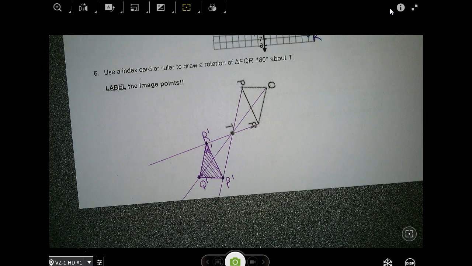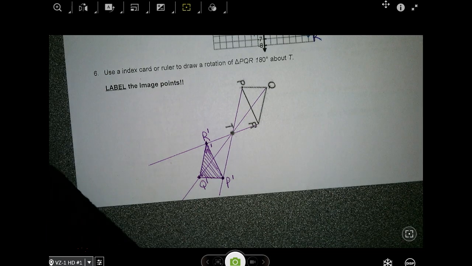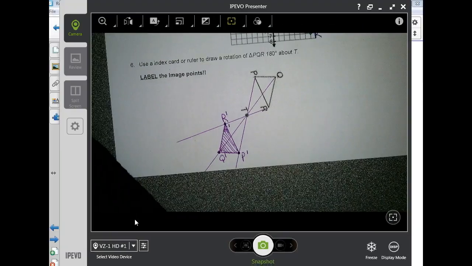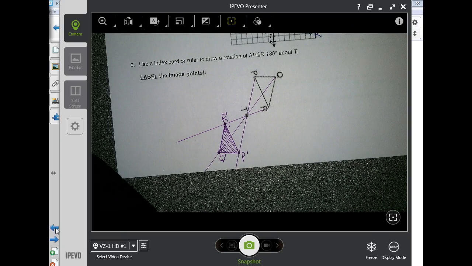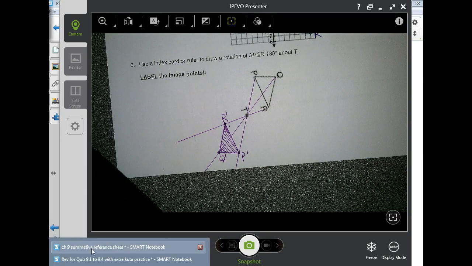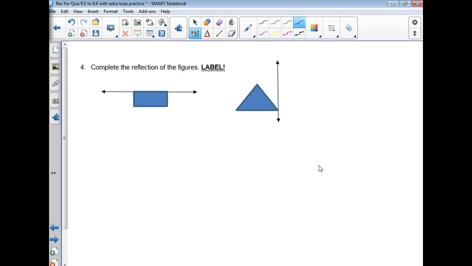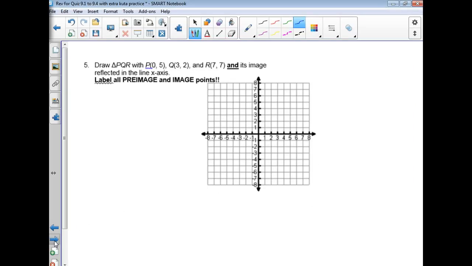All right, let's go back to the Smart notebook if I can get it to come up. And we're already on the next page.